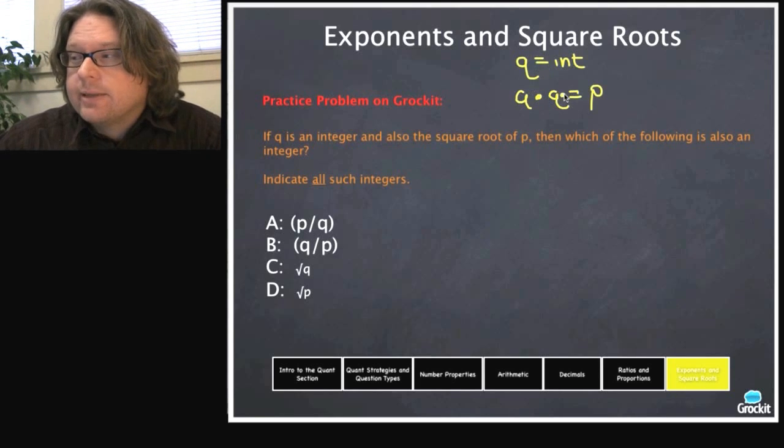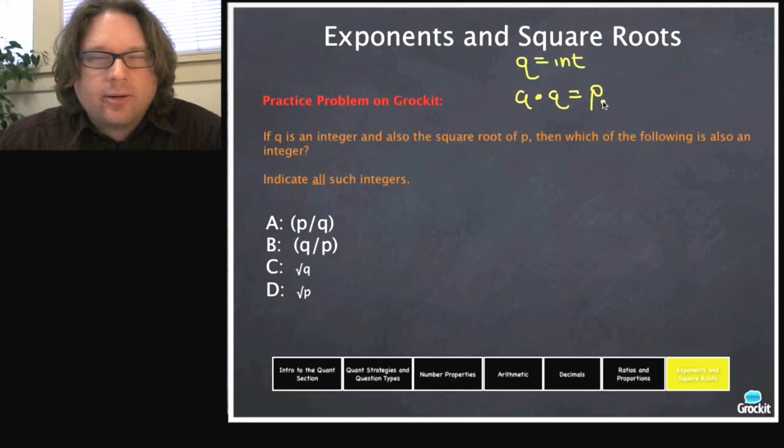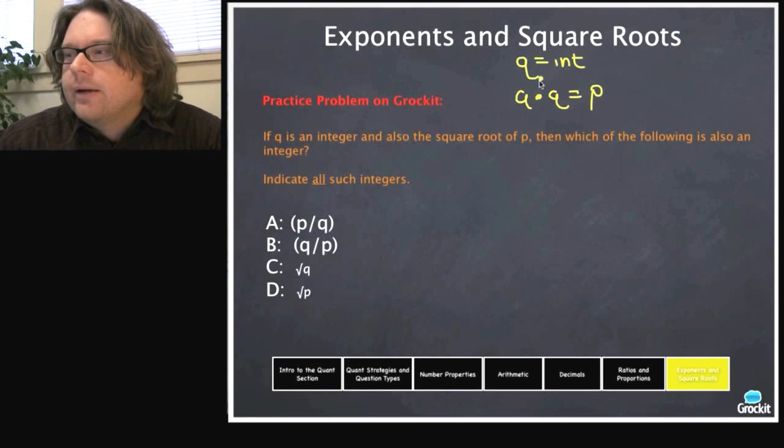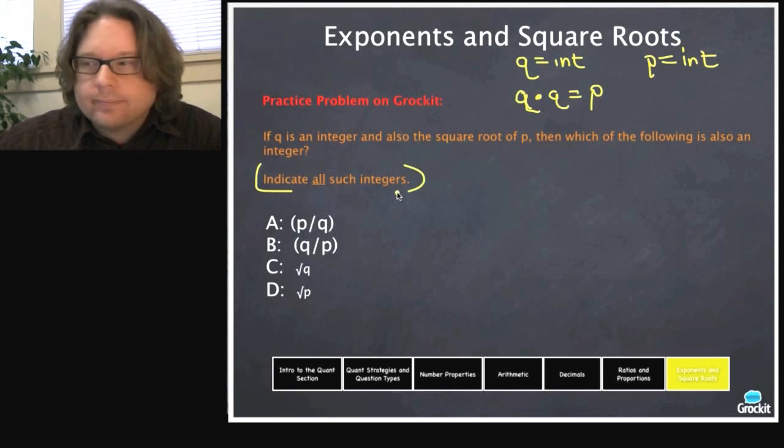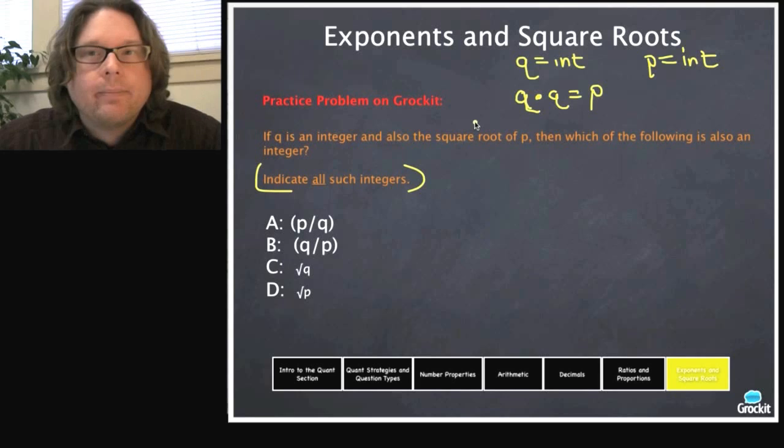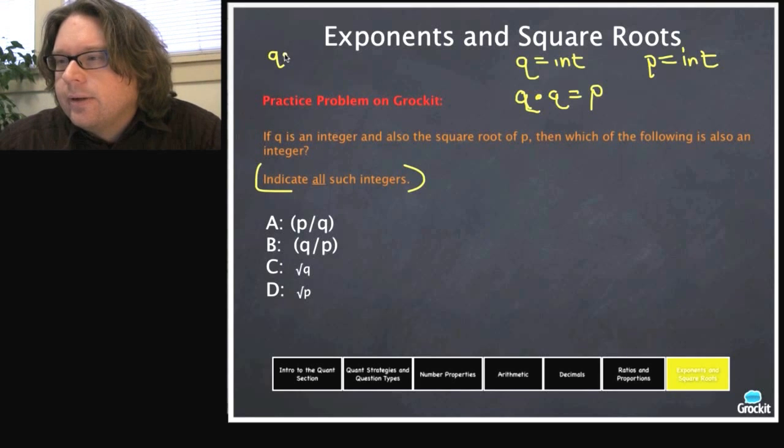And an integer times an integer is always going to be an integer, like 3 times 2, 4 times 5, whatever. As long as both of these are integers, and we already know they are, then we know that p is an integer. So which of the following is also an integer? Indicate all of them. And if you're not sure about this, go ahead and pick numbers. Just say that Q equals 2 and P equals 4.